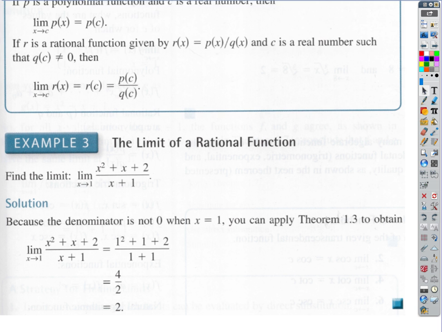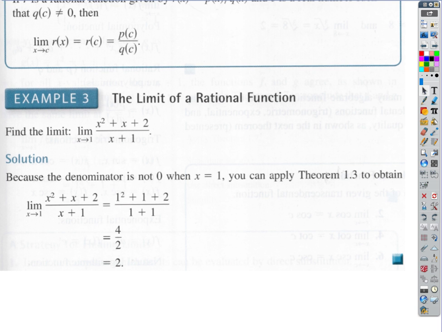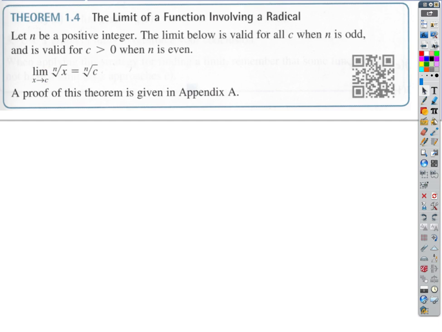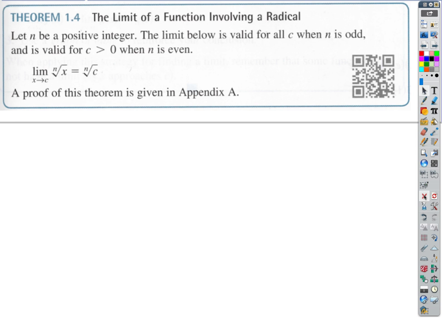Let's take this example: the limit of x squared plus x plus 2 over x plus 1, as x approaches 1. When x approaches 1, is the bottom 0? No, it's 2, so we're safe. Plug it in, then you're done. The answer is just whatever we get when we plug in 1 for all the x's. It works out to be 2.